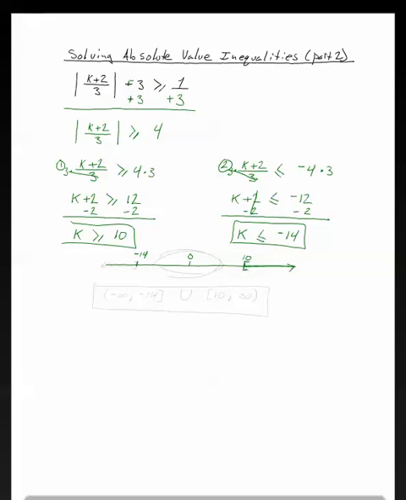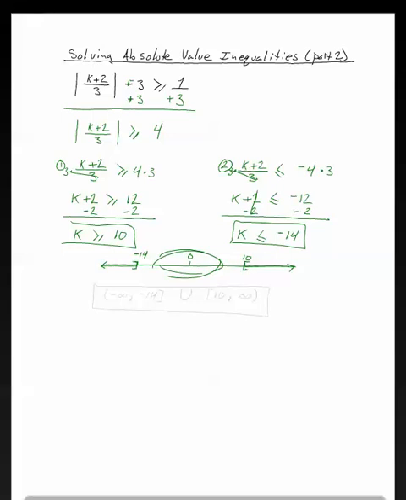In my second inequality, k is less than or equal to negative 14. Since it's less than, I go to the left. And then once again, since it's less than or equal to, I use a bracket. And we can see in the middle, there's a gap. And we close that gap with union.